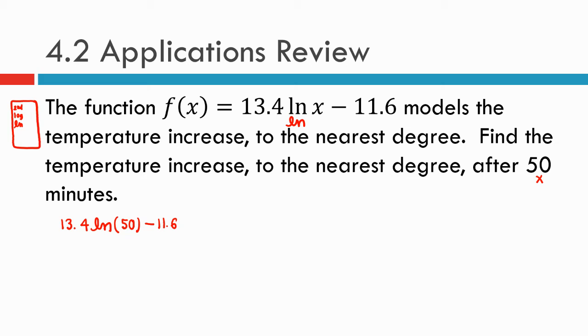we should end up getting 40.8211 and so on and so forth. But notice that the model is asking for us to go to the nearest degree. So nearest degree means that I really just want to look at that first decimal. Because it's 40.8, I need to round it up. So we are talking 41 degrees. So that was the temperature increase based off of this model after 50 minutes.